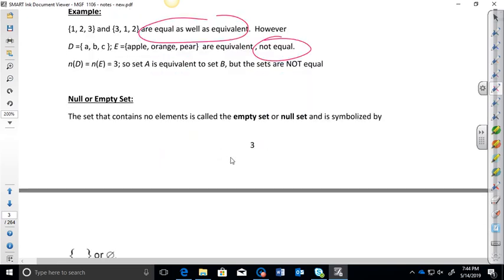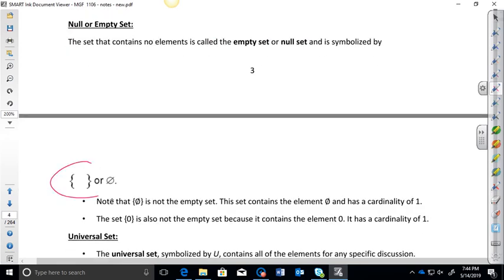Null set or empty set. A set with nothing in it is called a null set or empty set. No elements in it. That's null set. And the notation for null set is you can do it like this, or you can do the phi symbol. This is null set. Nothing in here. Or you can do that. Empty set.